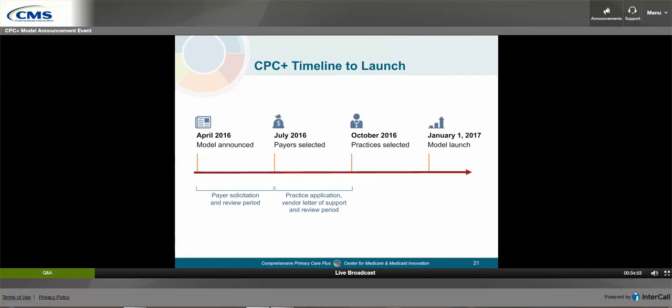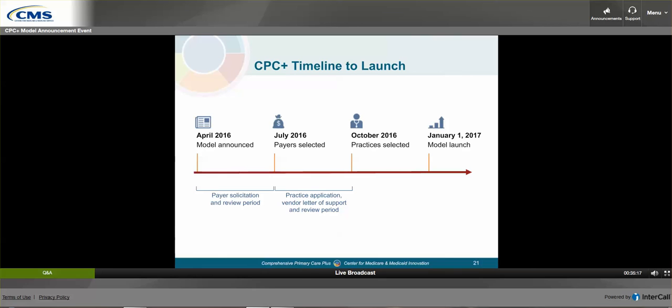So that covers the content overview for CPC Plus. So let's look quickly at the timeline. So now through June 1st, CMS is accepting payer proposals. The fillable PDF is available on the CPC Plus website. Review of these proposals will help us determine in what regions there's sufficient payer interest to offer the model.